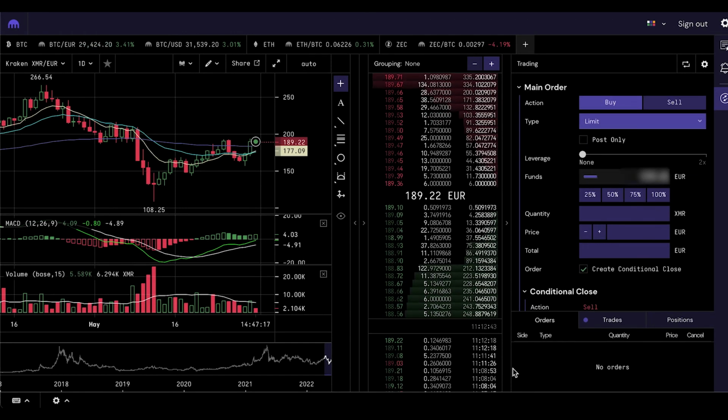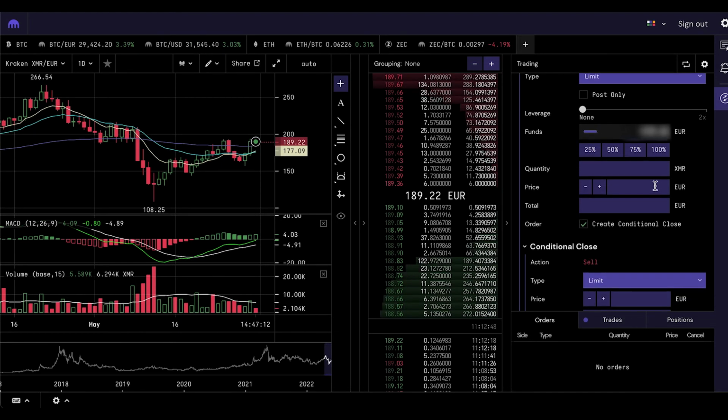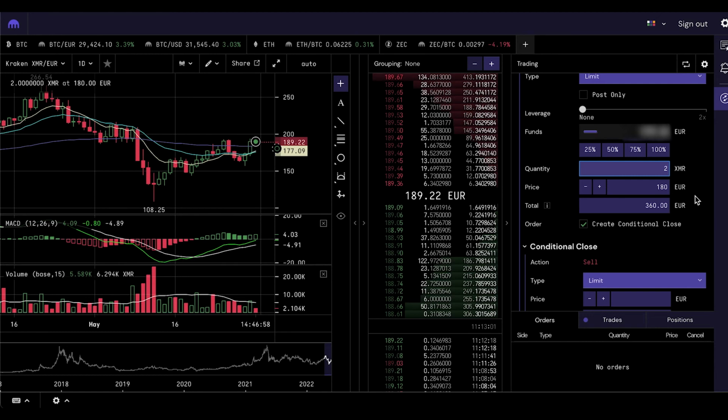So at the moment the price of Monero is 189 euro, but say I want to buy it at 180 euro. I input the price over here, 180, and I can input the quantity of coins I would like to buy, say for example 2 XMR, and the trading platform will calculate how much it's going to cost me in total. So it will times the price by the amount of coins. So that's 360 euro that I'm going to purchase.